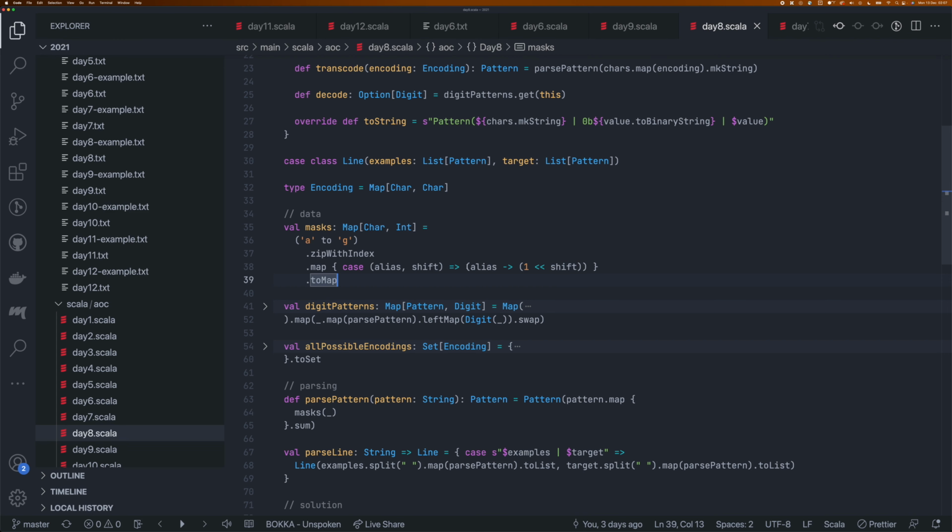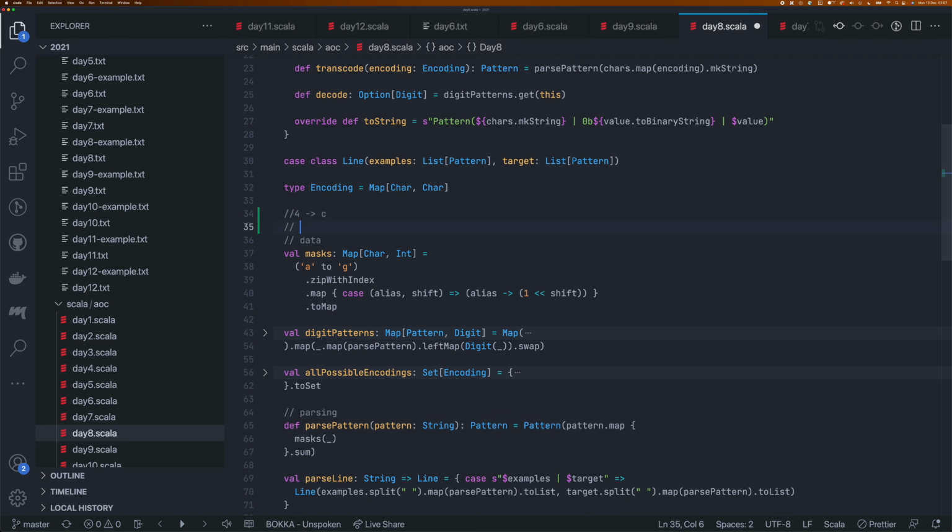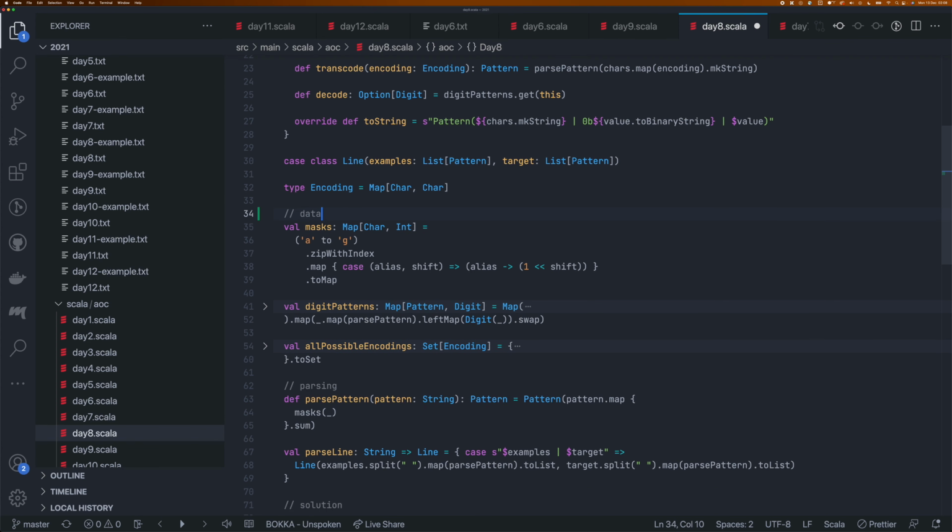So for example, if this was 4, then the pattern would be just C. If this was 5, the pattern would be AC. And because it doesn't really matter if there's a CF or FC, this actually worked really well because these were the same value, the same integer. Although the input didn't really have any duplicates, so that didn't matter that much.